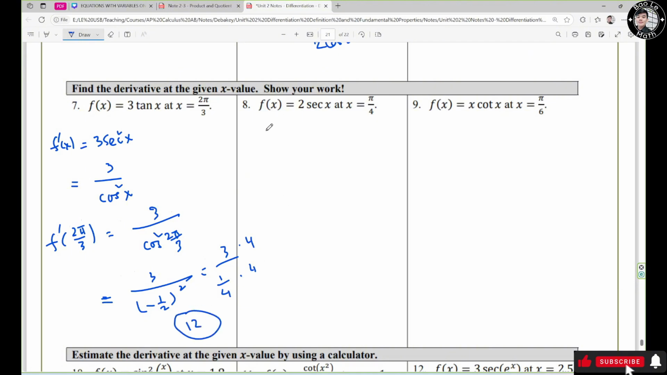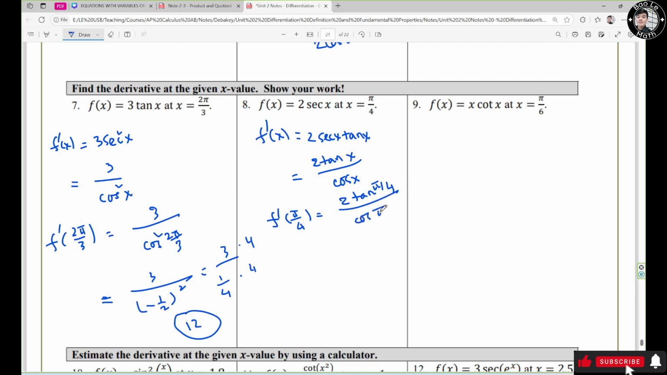Now question 8. F prime of s is 2 times secant s tangent s, right? Now secant s equals 1 over cosine, right? So this guy turns out to be 2 tangent s over cosine s, right? So then f prime of pi over 4 is 2 tangent of pi over 4 over cosine of pi over 4, right? So this guy turns out to be tangent of pi over 4 equals 1, right? So it could be 2 over cosine of pi over 4 equals root 2 over 2, right?